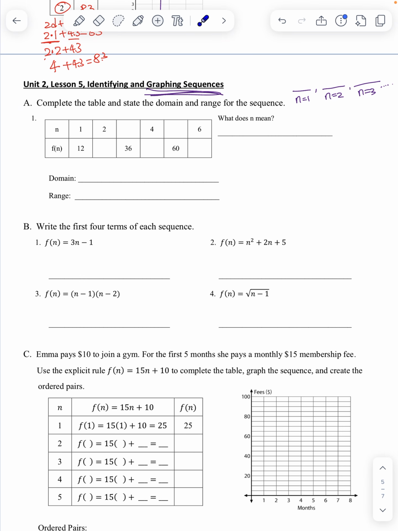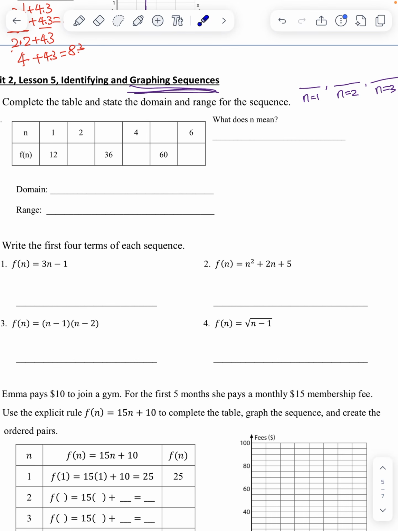Complete the table and state the domain and range for the sequence. Okay, the sequence, what does n mean? N means the position of the term. Let's complete the table. Here should be 3, 4, 5, 6, right? This part is easy.